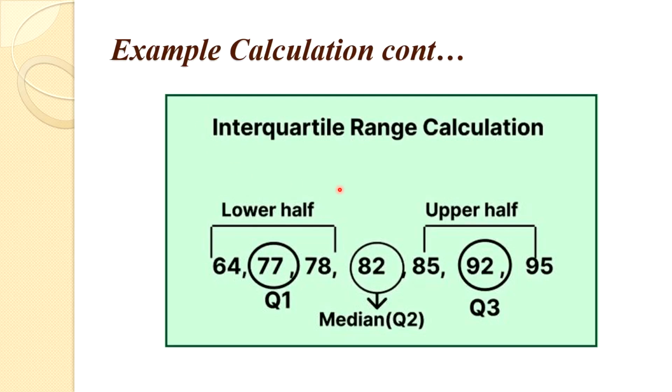So this is the diagrammatic representation of the IQR calculations. From the given data set, 82 is the middle value. To the left is considered as the lower half, that is 64, 77, 78, and 83, 92, 95 is considered as the upper half. So in the lower half, 77 is the Q1 value, and in the upper half, 92 is the Q3 value. So what is the Q1 value? Q1 is 77, Q2 is 82, and Q3 is 92.